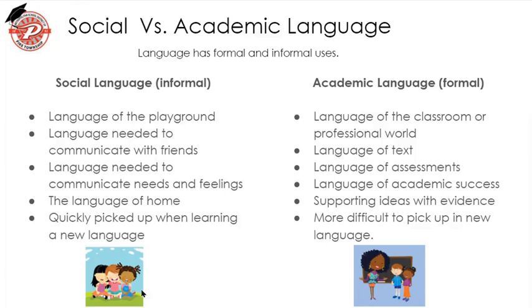The first thing we need to discuss is the difference between social and academic language. Almost every language has a formal and informal use. Our informal uses are social language, kind of like the way kids talk to each other on the playground. It's the language you need to communicate with your friends. It's also the language you need to communicate your needs and your feelings. This is also the language we use at home with our families. I speak very differently at home to my children than I do to my students at school. I use a less formal language when I go home.